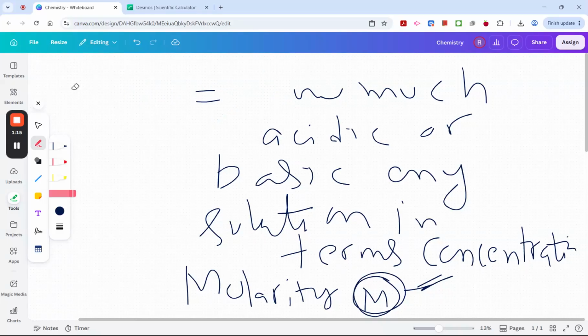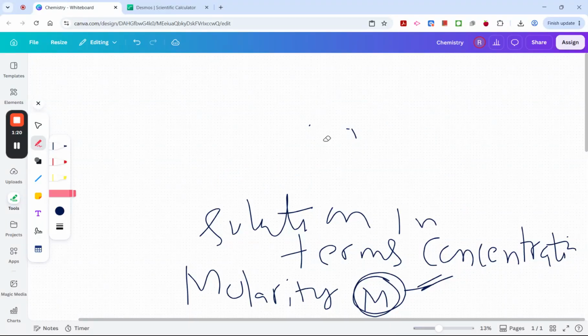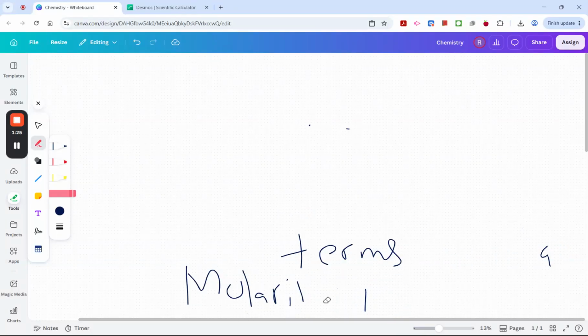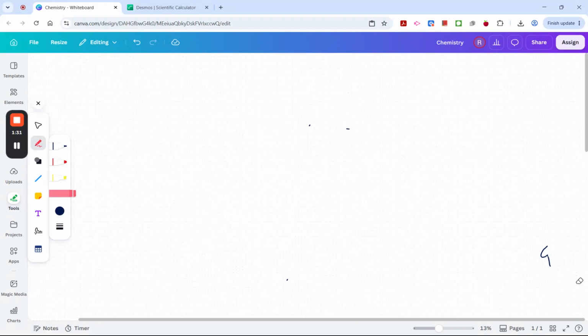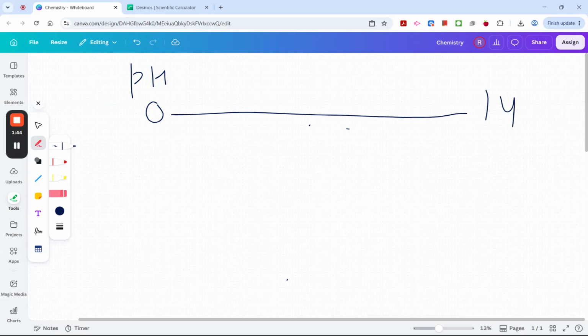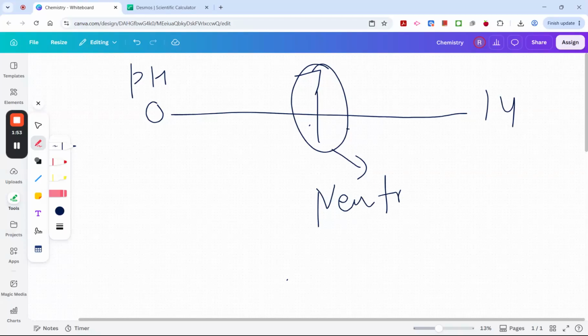So better we learn pH in terms of a ruler, like we use a simple ruler to find length. For pH also we have a ruler, a scale. These days we have a digital scale to find the pH, but when we do calculations we should know the basics. The numbers start from 0 to 14. The middle point of 14 is 7, so this is your neutral zone.